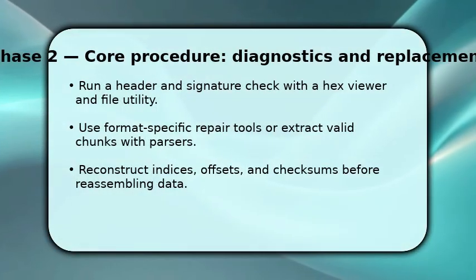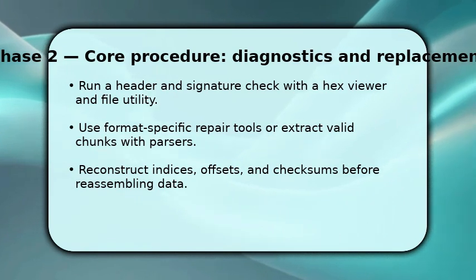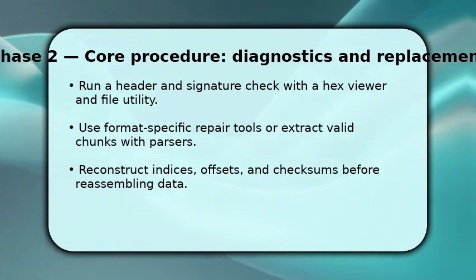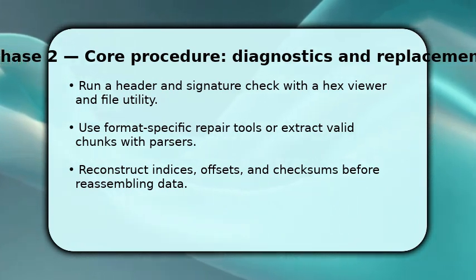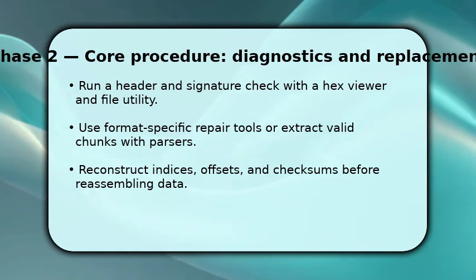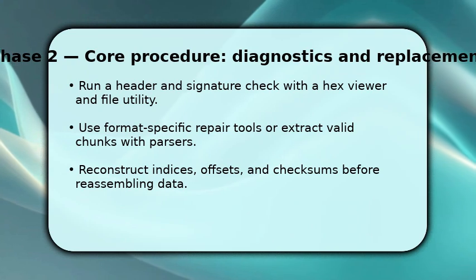You now inspect the image with hex and file signature tools to locate the header and markers. This tells you what's intact and what's corrupted. Once you find valid segments, extract them with format-aware parsers. For example, use Office Repair, Photo Recovery, or FFmpeg for media.